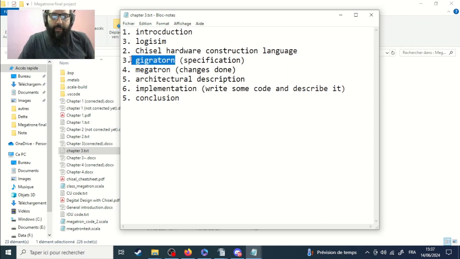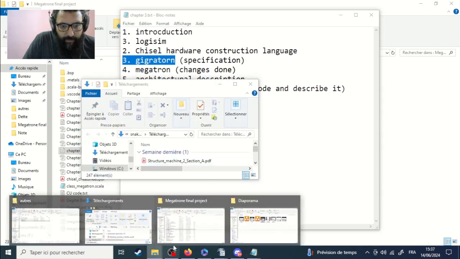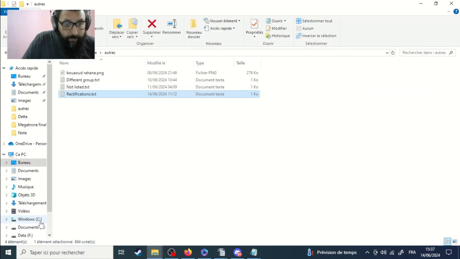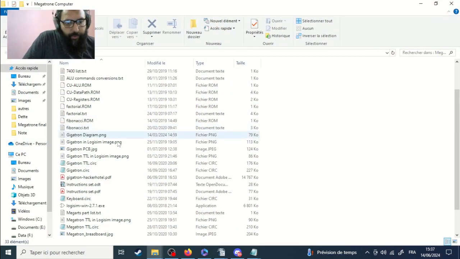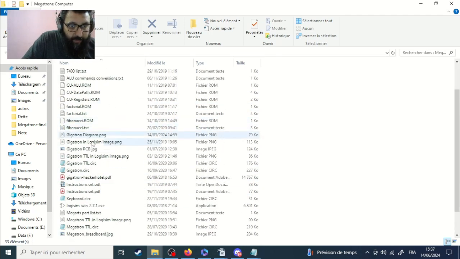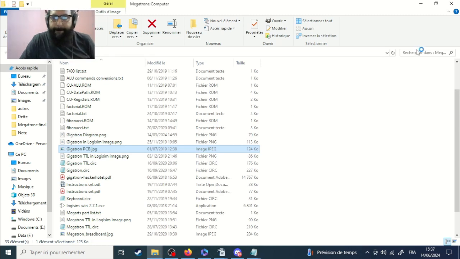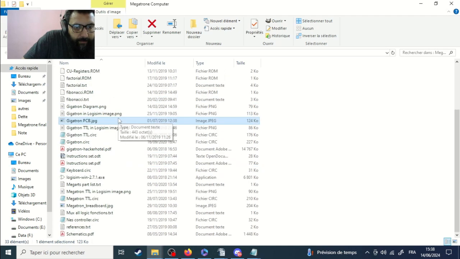In this part, for Gigatron, you have to take this illustration. Where is the illustration? For Gigatron, it's your choice, but it's preferable to use this schematic. Where is it? I could not find it.